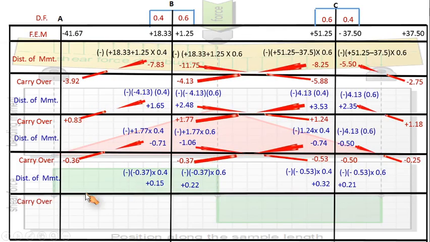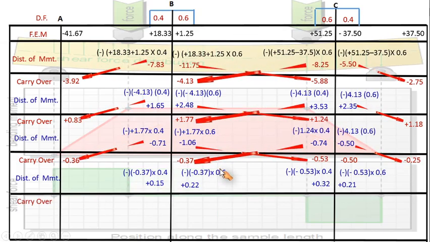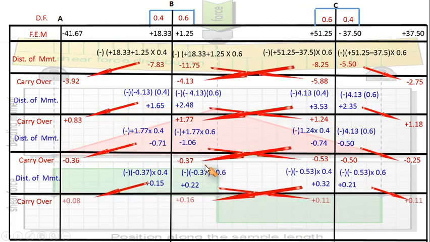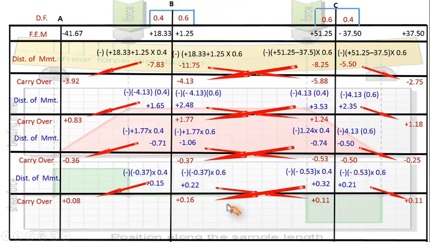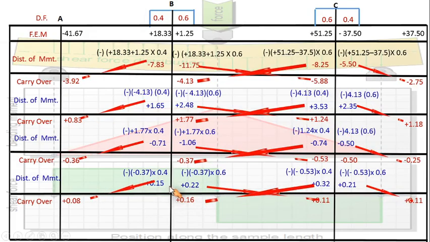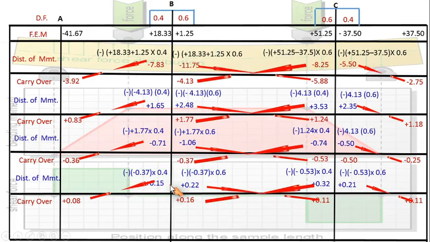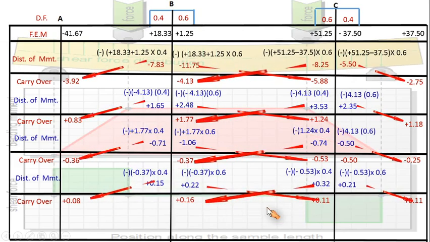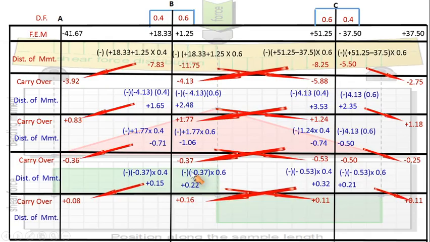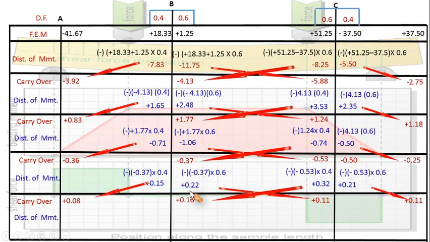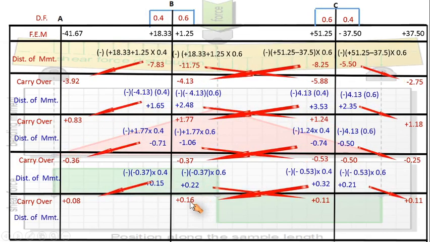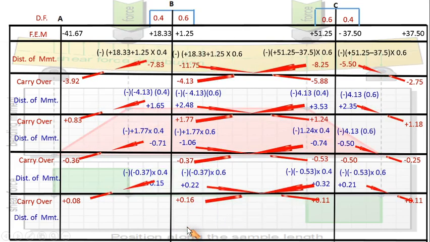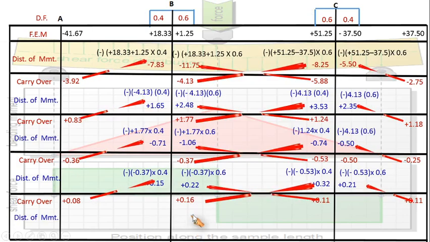Is it okay? So let us do the carry forwarding of the distributed moment about joint B. So here you can see half of that has to be transferred to the far end. So this is the distribution of moment toward the far end, and half of its magnitude is to be sent to the far end. Now again you can see here it was 0.37, now it has become less. It goes on lessening till that value is converging toward 0, either of these two.